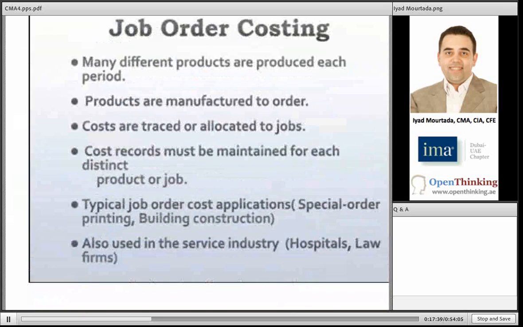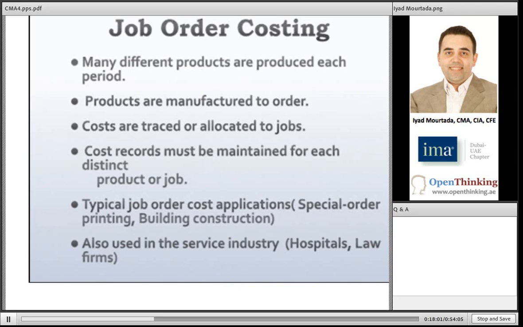So the first thing we are saying is job order costing. Many different products are produced each period. Products are manufactured to order, right? Costs are traced or allocated to jobs. Cost records must be maintained for each distinct job in a typical job order cost. So it's like a special order or building construction. You build a hotel, you build a hospital.